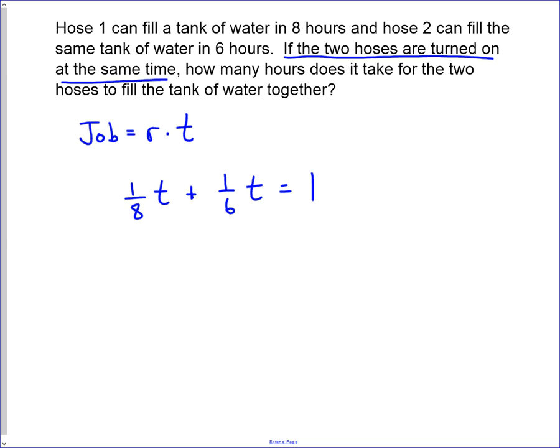So you solve this. There's a couple ways to solve it. I like to solve these by clearing denominators. So you take the least common multiple of 8 and 6, which in this case is 24. 8 times 6 is 48, but they have a 2 in common, so you can divide 48 by 2 to get 24. 24 cancels with the 8 to leave you with 3t.